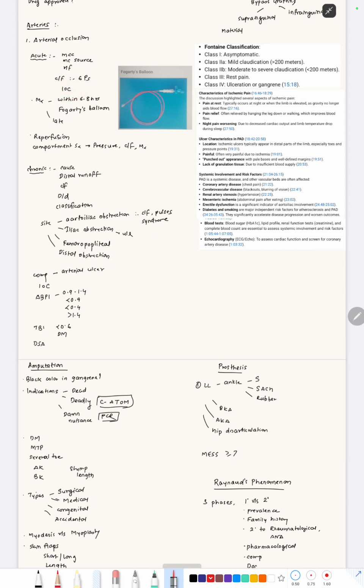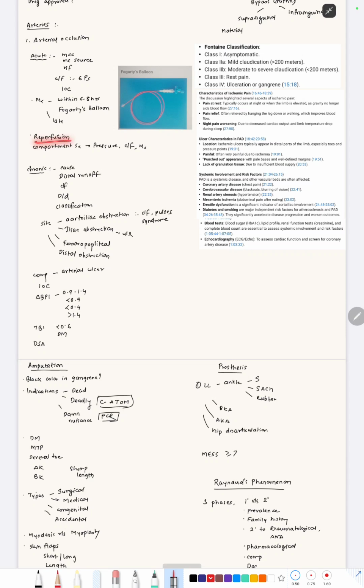Then the investigation of choice is a duplex scan. Management: if the patient comes within 6 to 8 hours, then thrombolysis is done, or embolectomy is done. Embolectomy is done with the help of Fogarty's balloon. So this is the Fogarty's balloon. If the patient comes late, then it comes with a complication that is called gangrene, and for that amputation is the only thing.